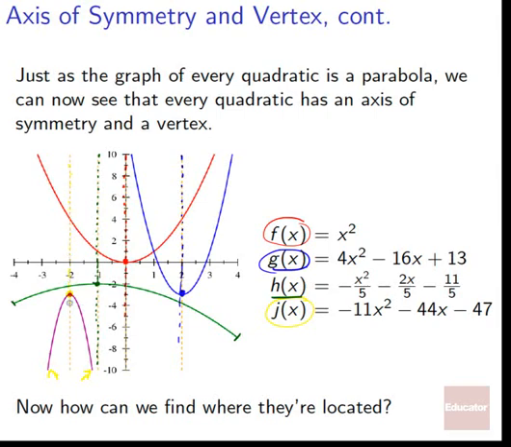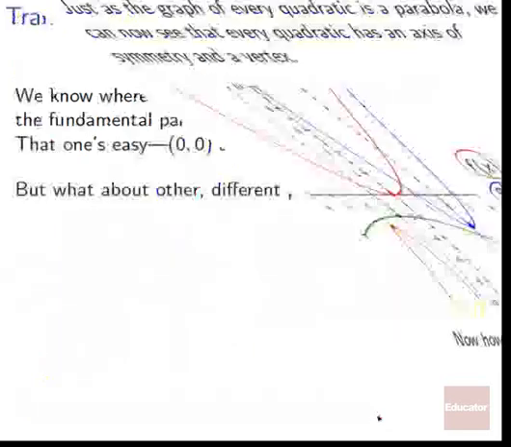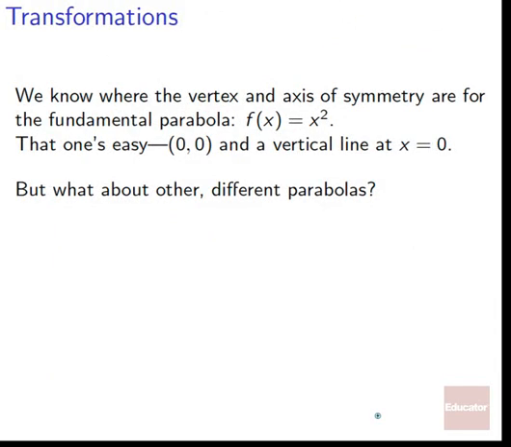So whenever we draw a parabola, we're going to have this vertex and we're going to have this axis of symmetry. Now, how can we find where they're located? Where does this vertex occur? Where does this axis of symmetry occur? We know where the vertex and axis of symmetry are for the fundamental parabola, our normal square function x squared. That one's going to be easy.